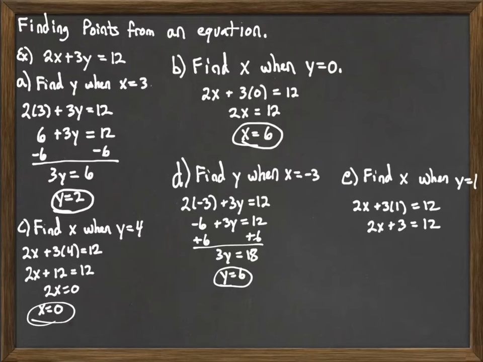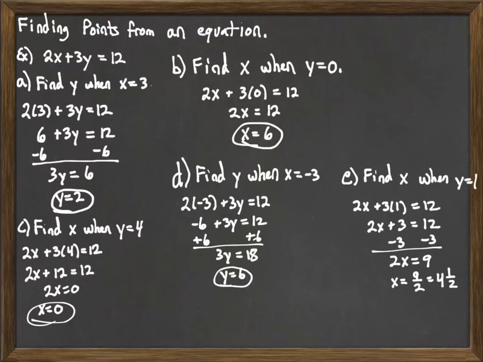And then we want to subtract 3 from both sides. So we go ahead and do that. Now that gives us 2x equals 9. At this point we go ahead and divide both sides by 2, and we get the fraction 9/2, or as a mixed number, 4 1/2.